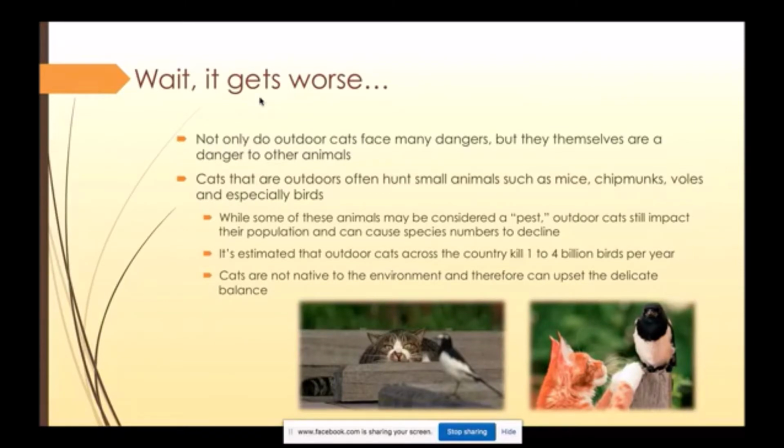But cats aren't native to the United States. They're not native to this environment and they don't belong there. So because we're putting an animal like a cat that doesn't belong into that environment, it can really upset that delicate balance, and that's why we see them heavily impact bird and small mammal populations.